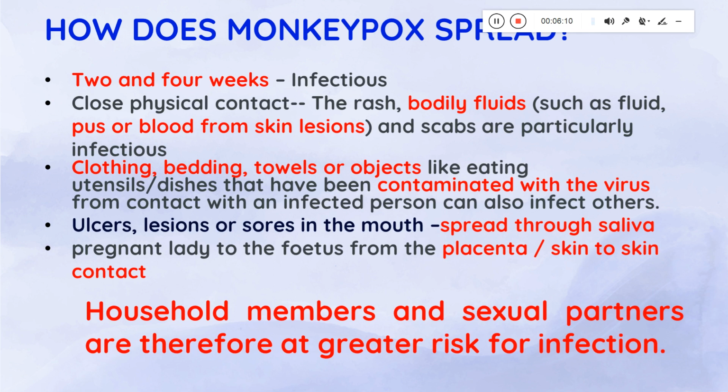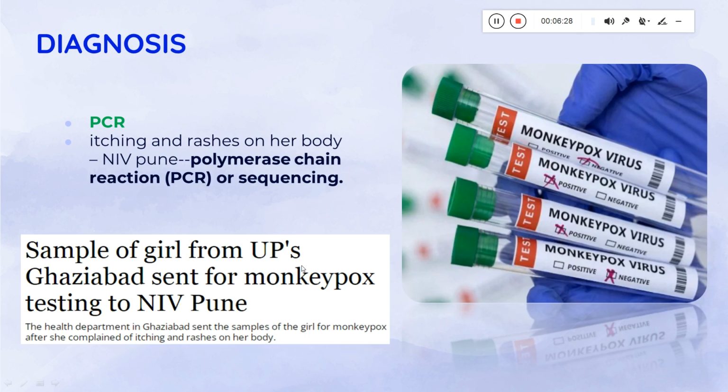So basically, household members, like if one person is suffering in a family, the members in that family are at risk, and the sexual partner is definitely at risk. So that is why you need to give proper precautions here, and you need to follow the regulations so that the virus does not spread from that person to the next person.